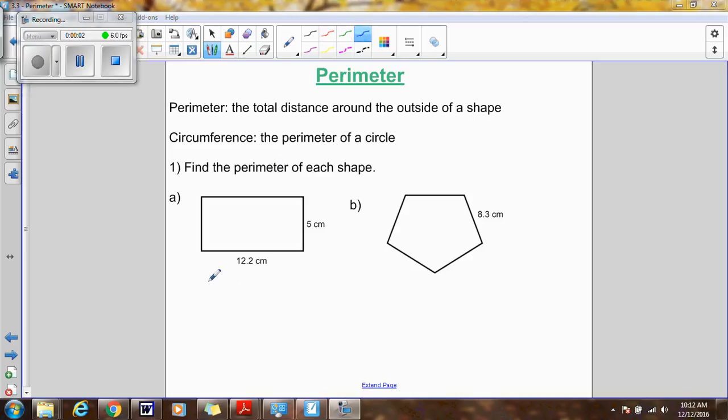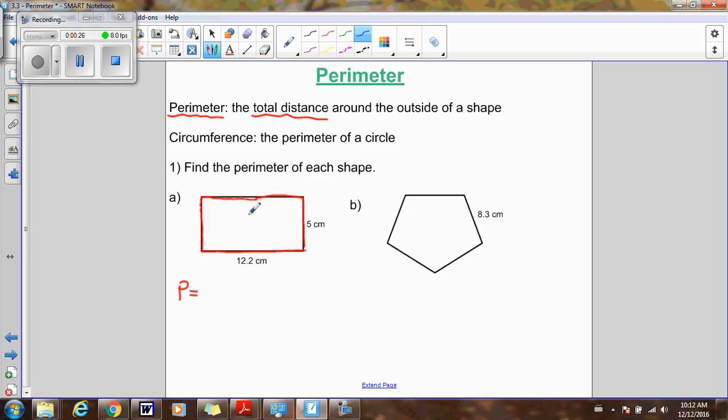Hi everyone, we're going to learn about perimeter and circumference today. So the word perimeter means the total distance around the outside of the shape. For example, if you look at this rectangle here, the perimeter would be the length around the outside. To find the perimeter, all we have to do is add up all the lengths.